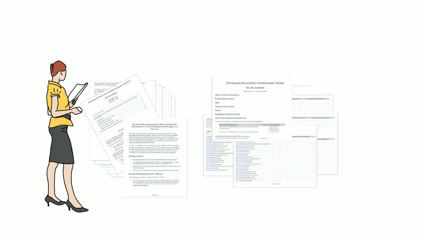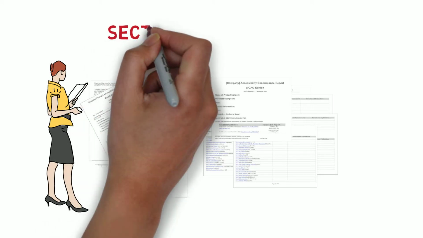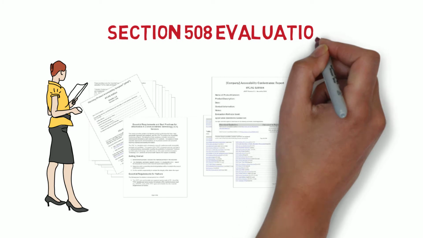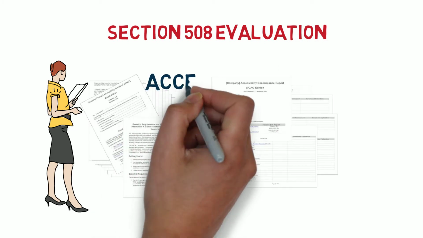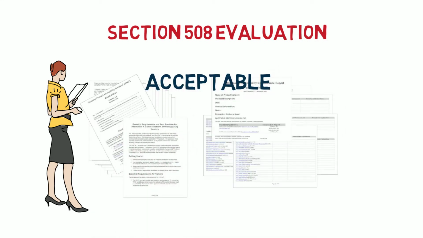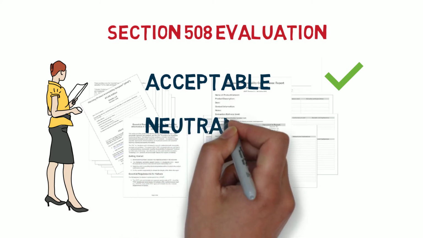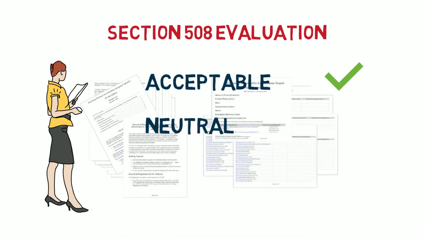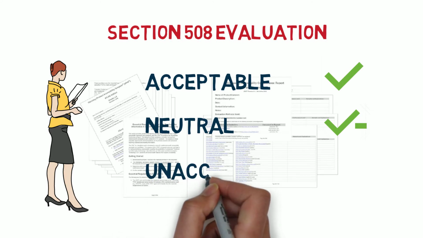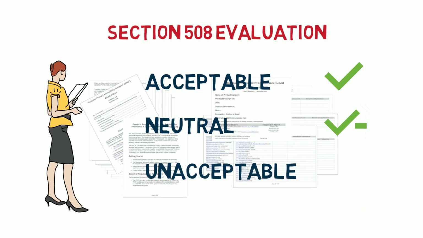The Component's Clearance Officer will review the VPAT and provide a recommendation with one of the following evaluation ratings. An acceptable rating is where you have demonstrated the capability to adequately address applicable Section 508 accessibility standards. A neutral rating is where you have demonstrated the capability to address applicable Section 508 accessibility standards, but there may be some issues. Or an unacceptable rating is where you have not demonstrated the capability to adequately address applicable Section 508 accessibility standards.